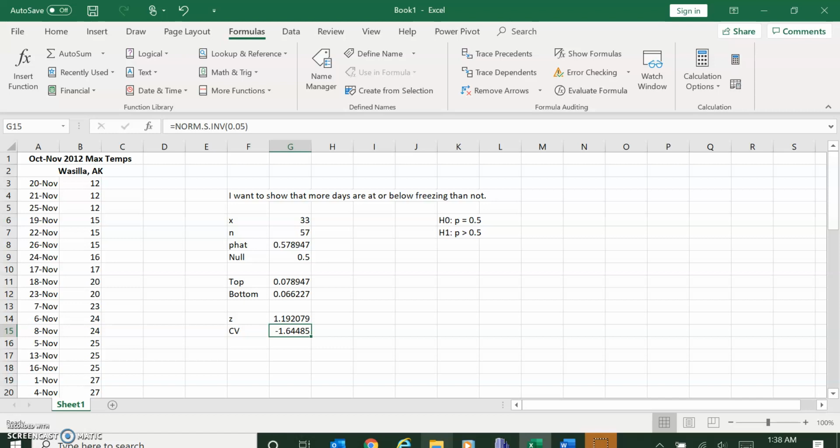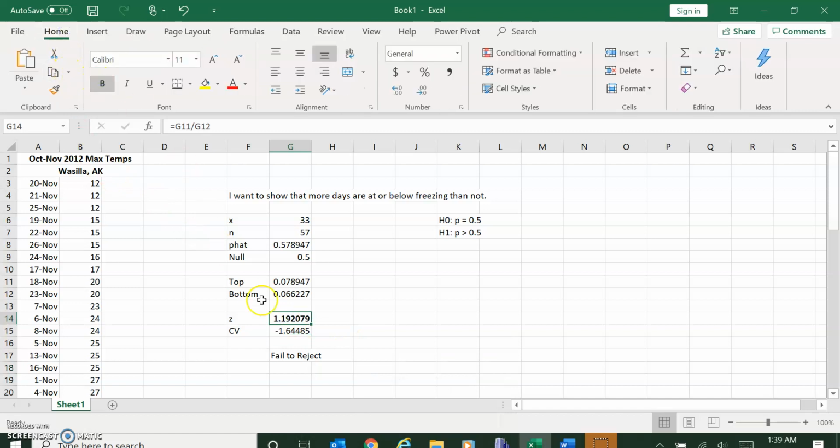My value is not larger than this, so I would have to fail to reject. If I drew my picture, I'm looking to be past it, I'm bigger. I need this value bigger than the positive version of this critical value. It is not bigger than that. So therefore, I have to fail to reject, and I'm not able to conclude that there are more days at or below freezing than not.